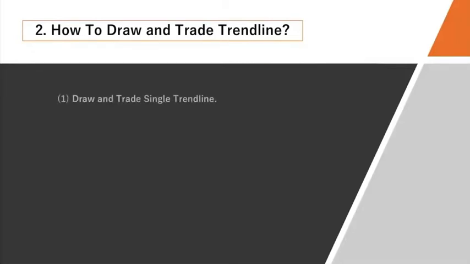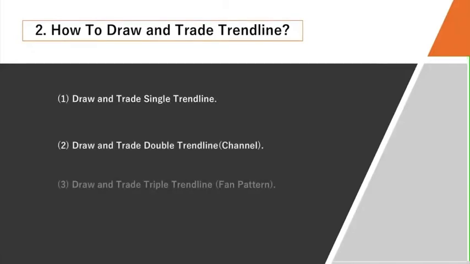Number 2, how to draw and trade trend lines. 3 points here. First one, draw and trade a single trend line. Number 2, draw and trade a double trend line, which means a channel. Number 3, draw and trade triple trend lines, which means a fan pattern.